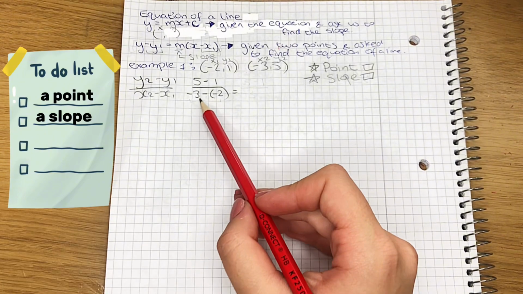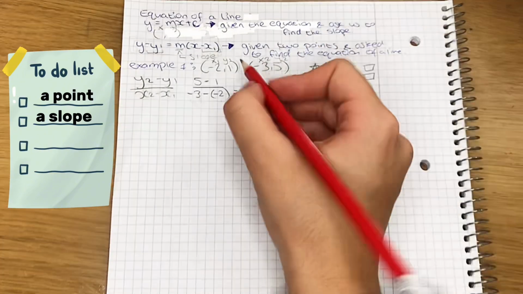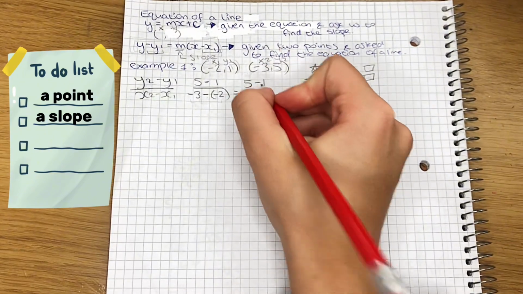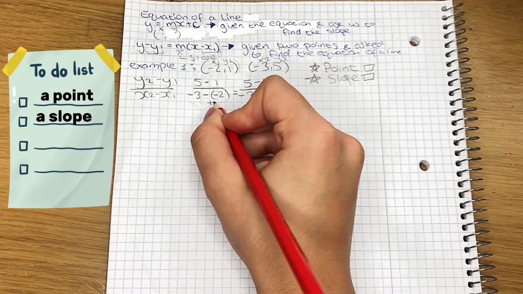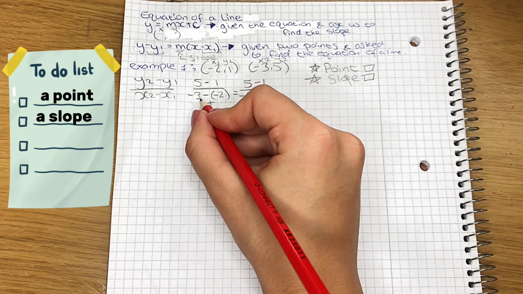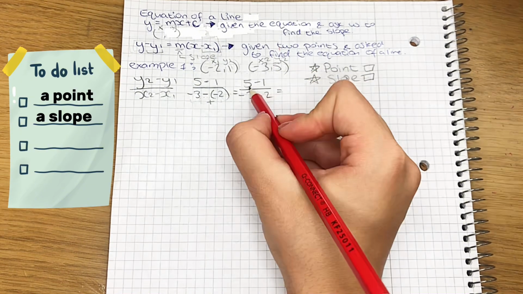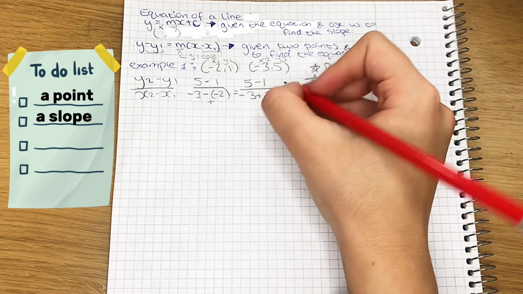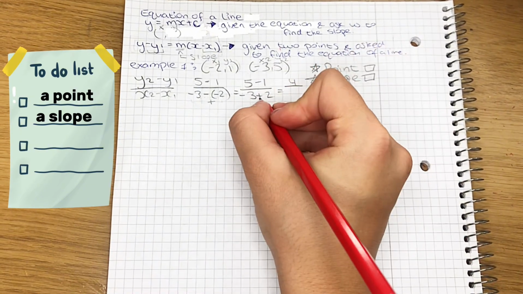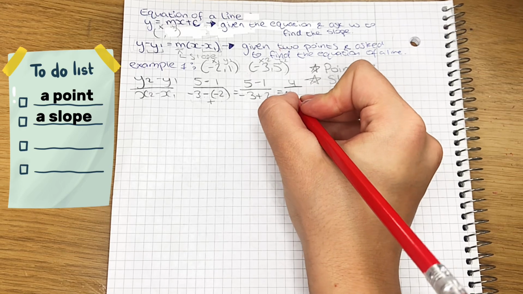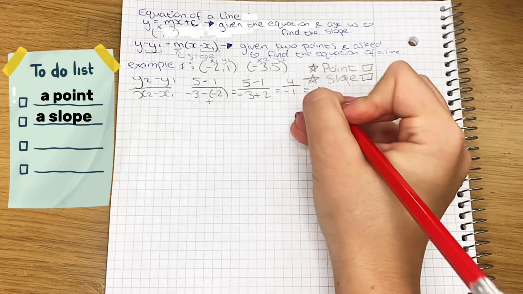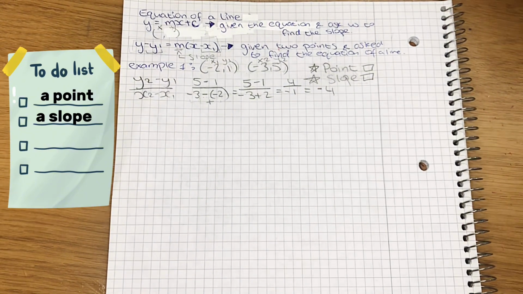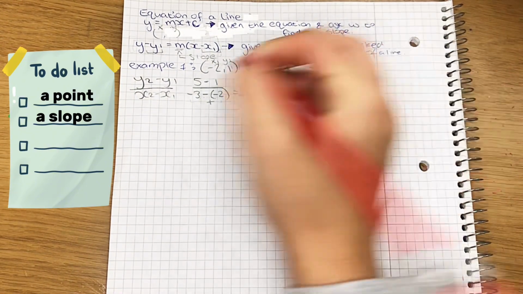Now we are going to fix this. It looks quite messy, so we're going to fix it. 5 minus 1 all over -3. Now, like signs give a plus. So -3 plus 2. 5 minus 1 is 4, and -3 plus 2 is just -1. So 4 over -1, we're going to simplify that to -4. So that is the slope of these 2 points.